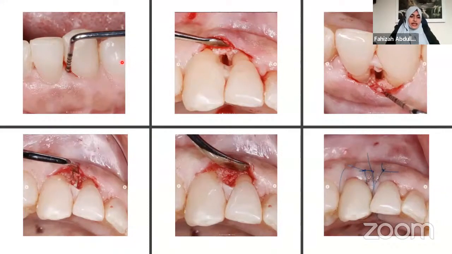This is another clinical case, and this was an interdental crater which is seen over here. You can see it is filled with bone graft, and we have sutured it up.